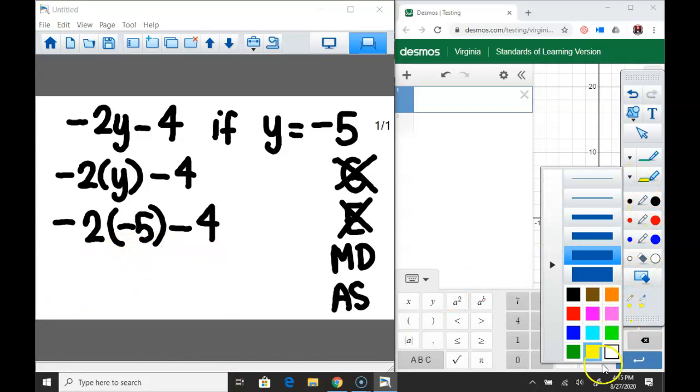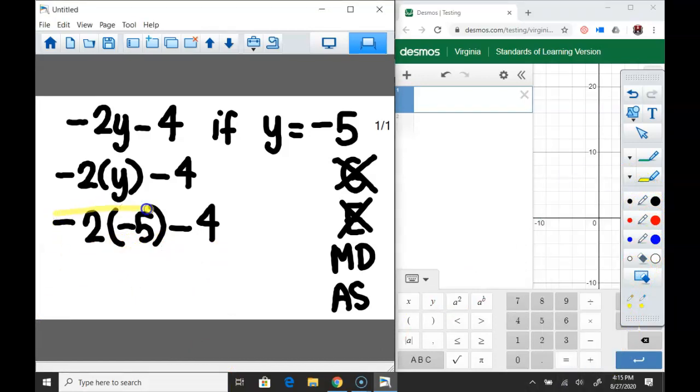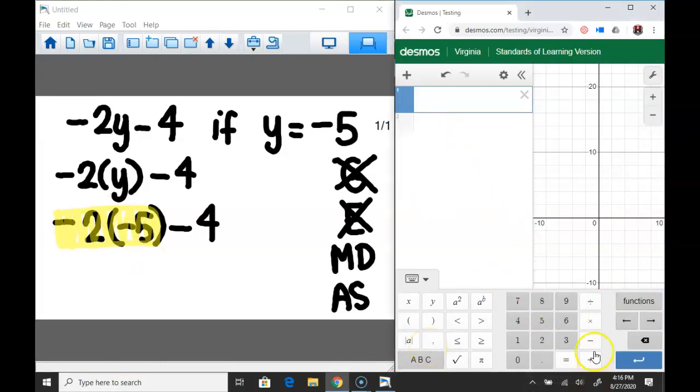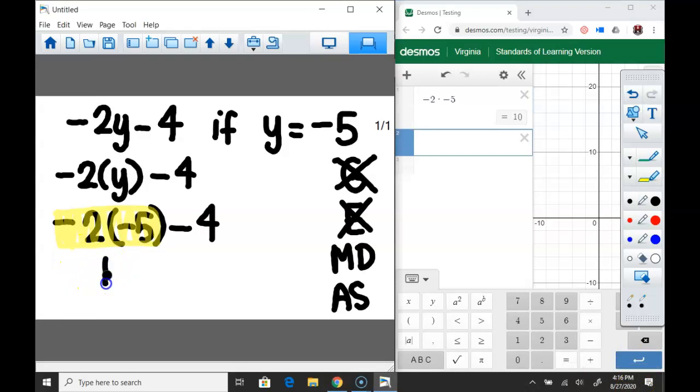So I am going to do the multiplying that I see, negative 2 times negative 5. Now, over here on my Desmos calculator, if I need it, I can type in negative 2 times negative 5. And we'll notice that we get a positive 10. So we're going to replace negative 2 times negative 5 with positive 10, and we have 10 minus 4. 10 minus 4 doesn't have any more multiplying or dividing, so that's done. Adding and subtracting, 10 minus 4 is 6. So 6 is the final answer for this problem.